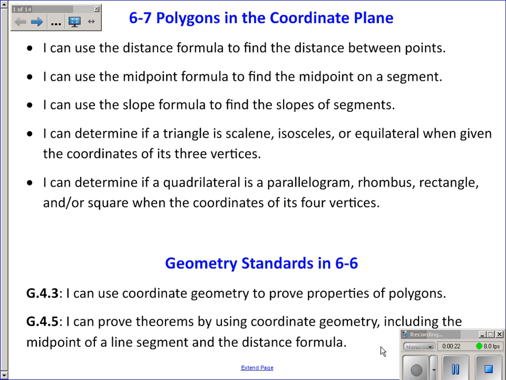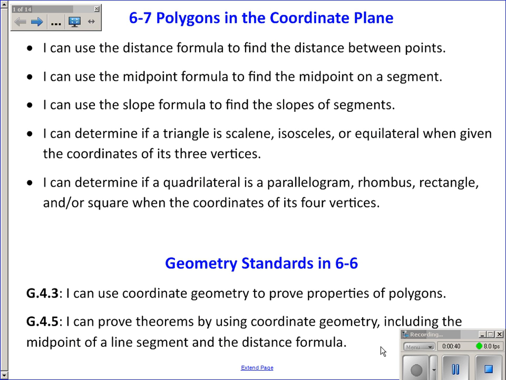Okay? And by the end of this section, I hope that you can use the distance formula to find the distance between points, use the midpoint formula to find the midpoint on a segment, and use the slope formula to find the slopes of segments. We'll talk about those formulas in this first video.